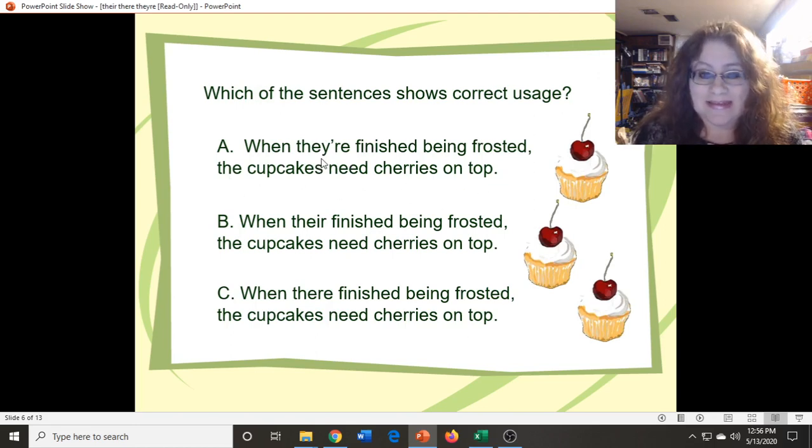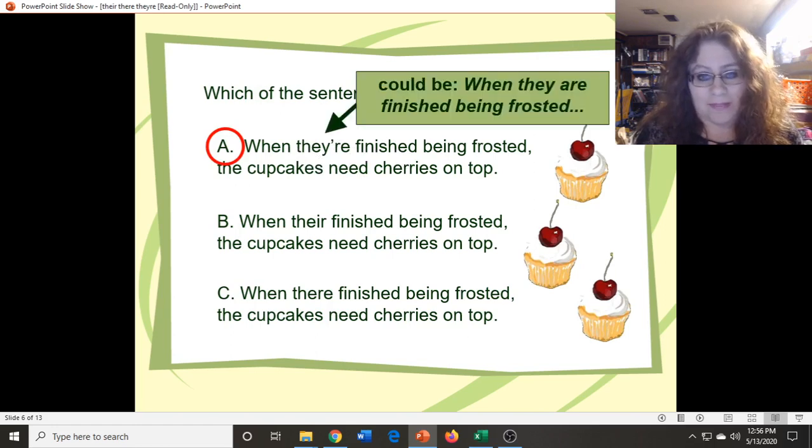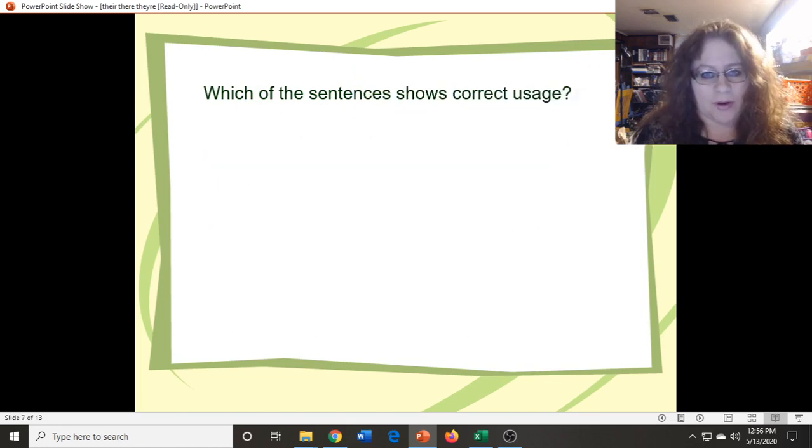Does that make sense? It does make sense. They are is the correct form. So it was easy to find the answer that time. Didn't take long at all, because you can use they are and it makes sense. So that's the correct form. Okay, next one.